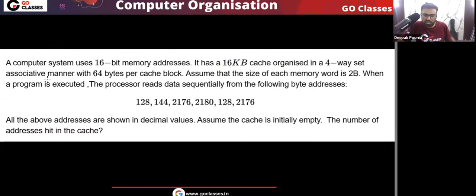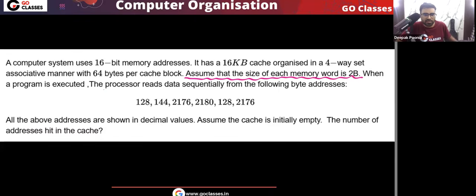So we have four-way set associative cache, 64 bytes per cache block. So this is the block size, that is 64 bytes. Assume that size of each memory word is 2 byte. This is the word size. This statement has no relevance to this question.